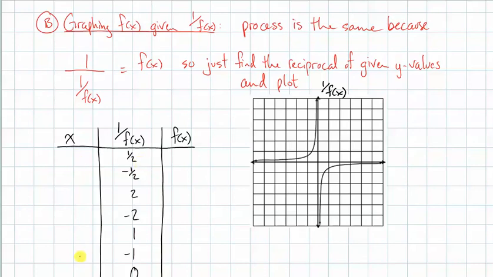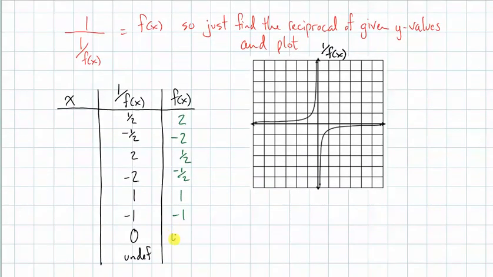I'm not even going to bother writing the x values here. They're not particularly important. The reciprocal of half is 2. The reciprocal of -1/2, -2. The reciprocal of 2 is half. -2 makes -1/2. 1 and -1 are my invariant points, and 0 will be undefined. Now here's something new. Undefined. Undefined means I was dividing by 0. So if I had number divided by 0, the reciprocal is 0 divided by number. See the relationship between 0 and undefined. Zeros produce undefined reciprocals, undefined values produce zero reciprocals.